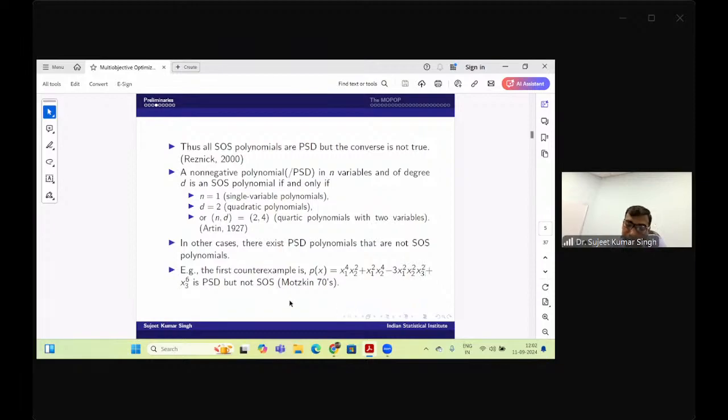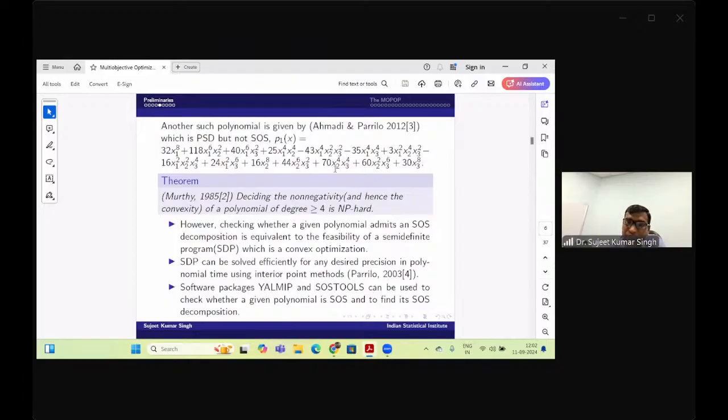The next question is why non-negativity is so important. Another such example was given by Ahmadi and Parrilo in 2012. They showed that this degree 8, highly nonlinear polynomial is a non-negative polynomial, but again it is not a sum of square polynomials. And the very interesting thing is that this paper, on just checking non-negativity, was published in a very reputed journal called Mathematical Programming, which is basically the highest rated journal in mathematical optimization.